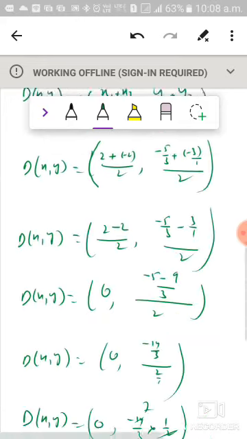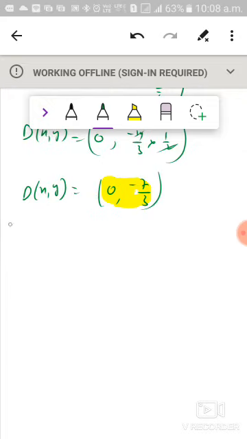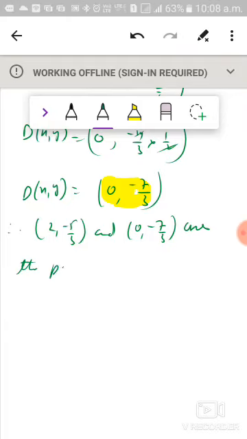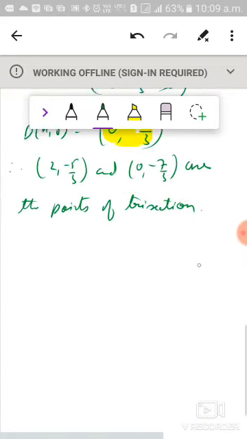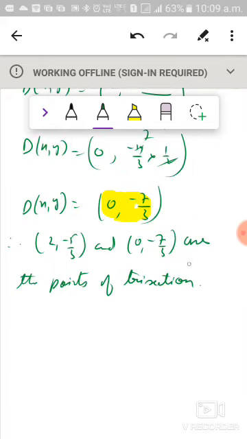So we can write our final answer. Therefore, (2, minus 5 by 3) and (0, minus 7 by 3) are the points of trisection. Okay, (2, minus 5 by 3) and (0, minus 7 by 3), right?